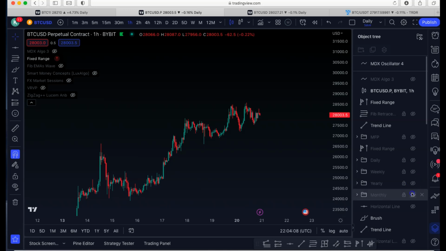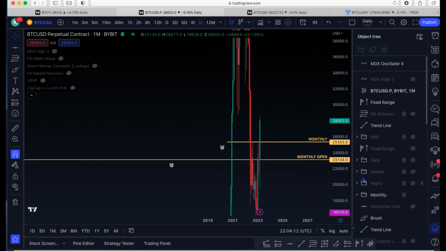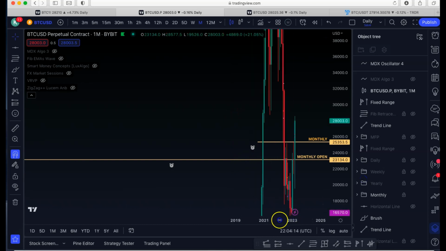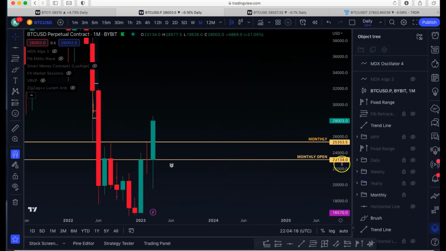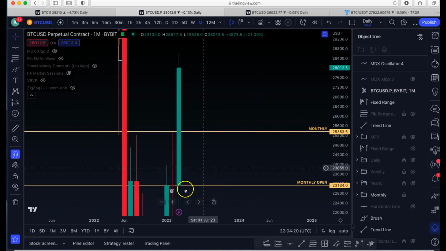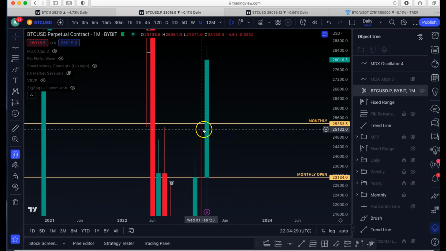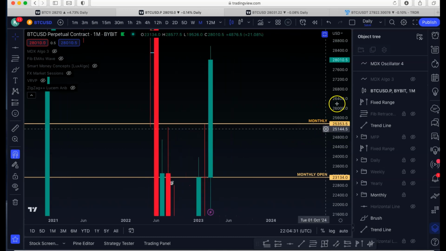So now I'm going to move to the monthly level as well. Looking at this, of course, this hasn't really changed since last time, since we've been in the same month. The monthly open was 23.1K. This was really key because that was the close of January 2023. We had a doji here, and the open of this level. The monthly level of 25.3K is something I'm looking at as well, to see the reaction.